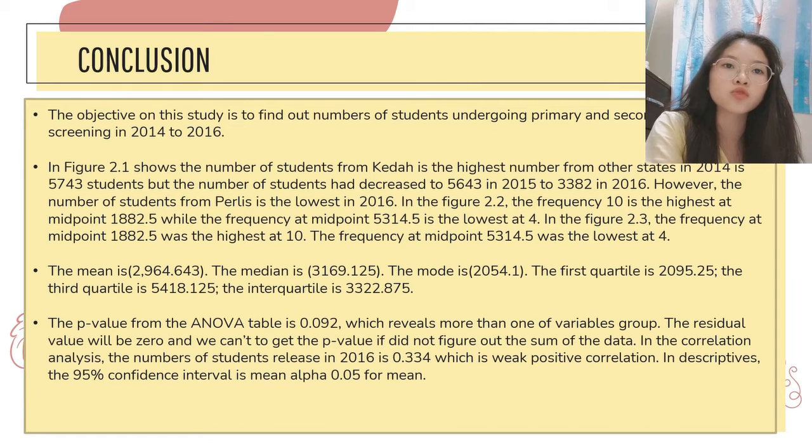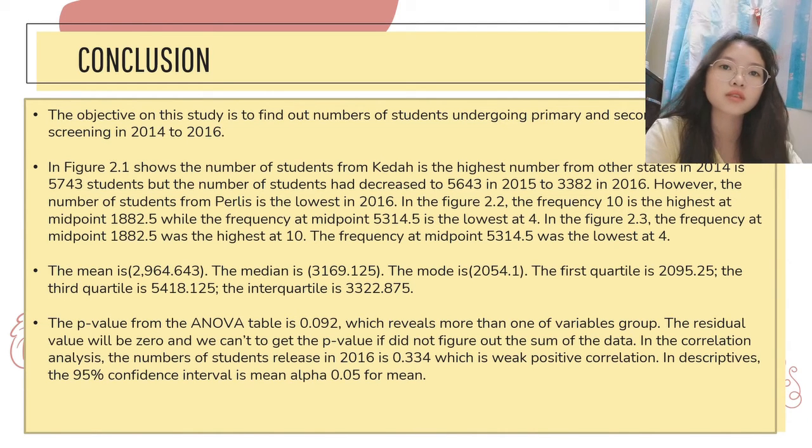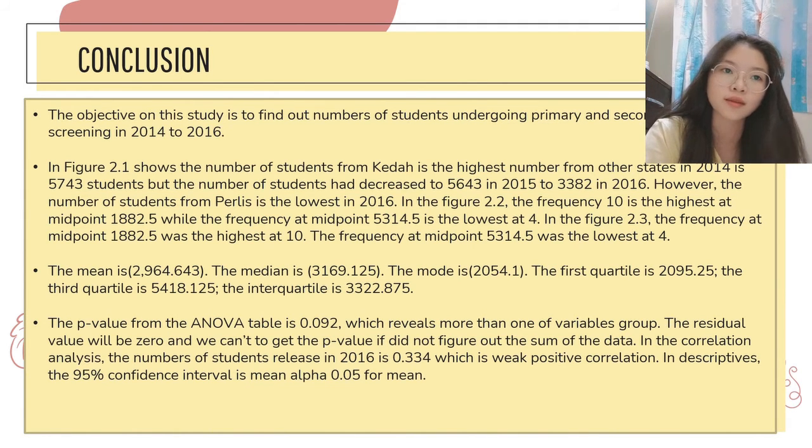Figure 2.2 shows that the frequency of 10 is the highest at midpoint 1882.5, while the frequency at midpoint 5314.5 is the lowest at 4. Figure 2.3 shows that the frequency at midpoint 1882.5 was the highest at 10. The frequency at midpoint 5314.5 was the lowest at 4.